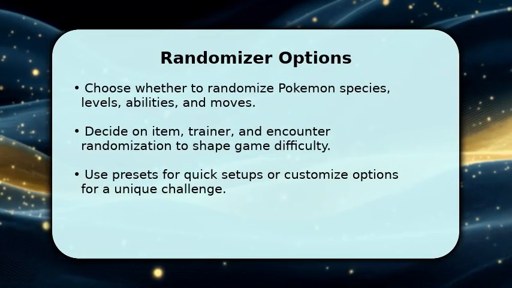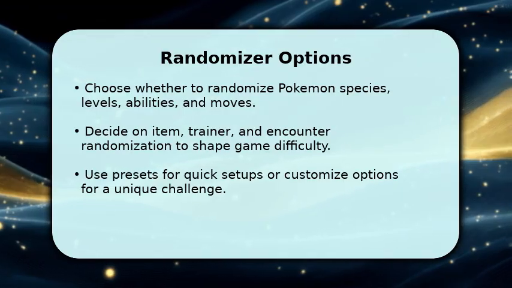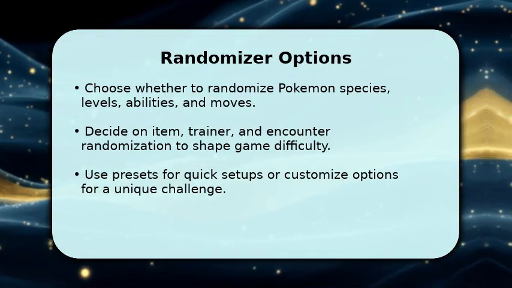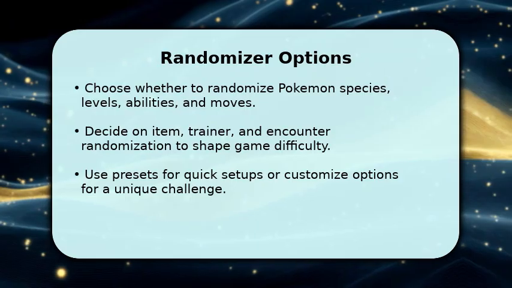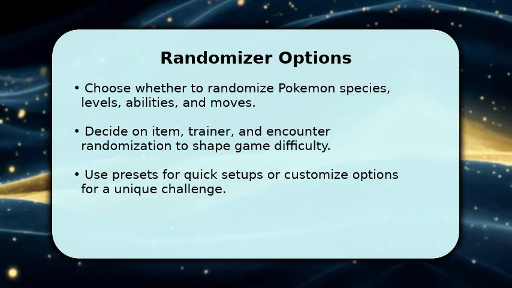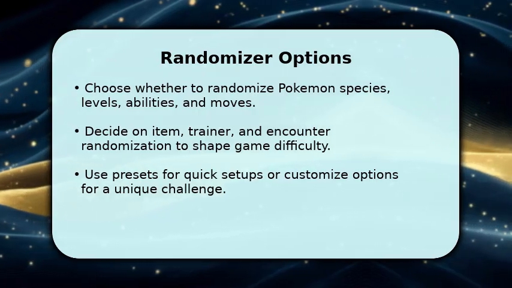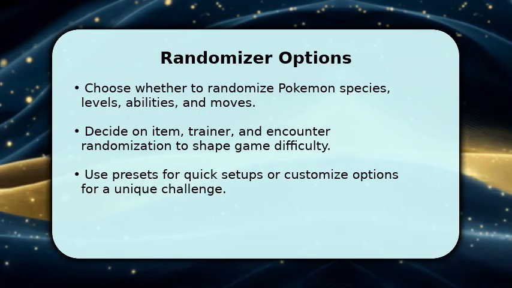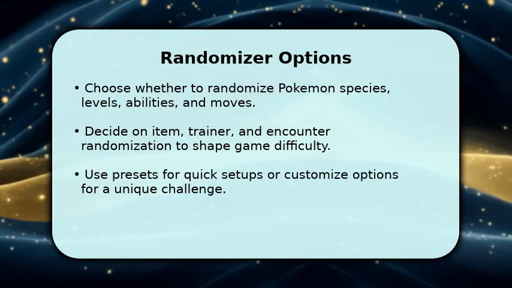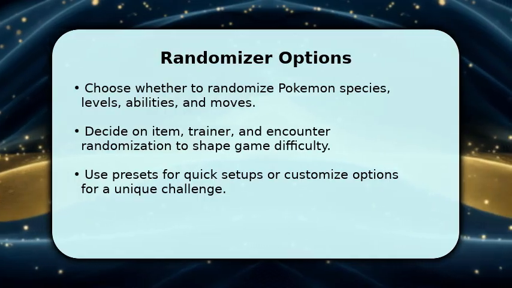Start by scanning available randomizer options and think about the kind of run you want. Pick species, items, trainer pools, and encounter rules, then test a quick seed to preview the changes. I'll explain how ability and move randomization can alter strategy, and why keeping trainer scaling consistent makes progression fair. You'll get tips for balancing challenge versus fun so your randomized X and Y feel rewarding and playable.